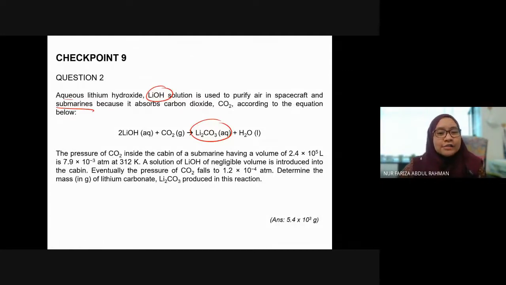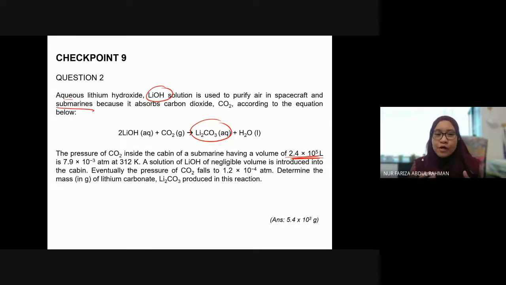So question, the pressure of carbon dioxide inside the cabin of a submarine having a volume of this. So this is the volume of the submarine, which can also be the volume of the carbon dioxide, because carbon dioxide has no particle volume.